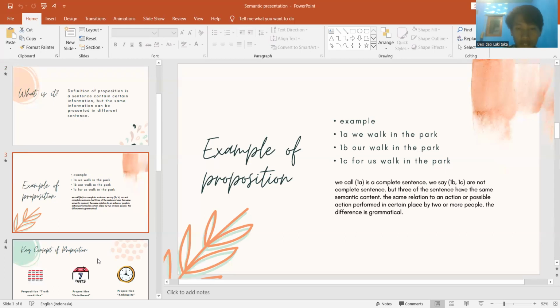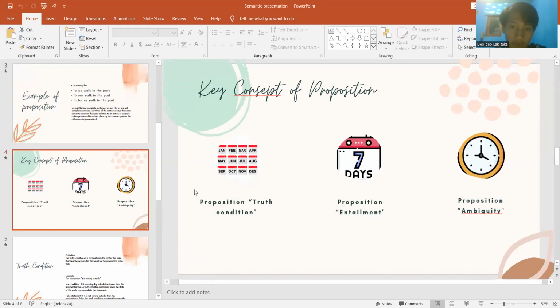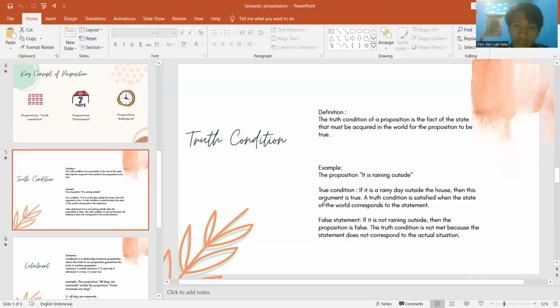The next is the key concepts of proposition, three concepts of proposition. The first one is proposition truth condition, the second is proposition entailment, and the third is proposition ambiguity. We can see the definition of truth condition. The definition of truth condition is the fact or state that must be obtained in the world for the proposition to be true. In this example, the proposition is it is raining outside.